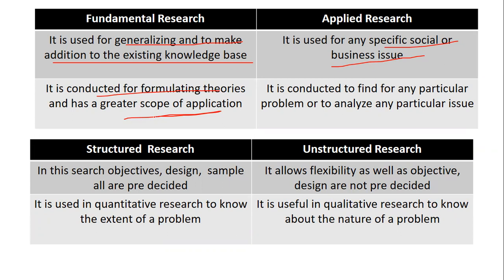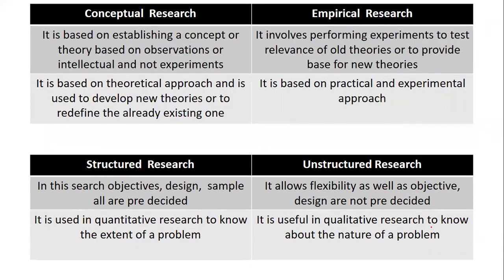Structured research and unstructured research. In structured research, the objective, design, and sample are all pre-decided, so it is all pre-planned. Unstructured research allows flexibility with respect to objectives, which are not pre-decided, meaning they are not pre-planned. Structured research is used in quantitative research to know the extent of the problem, whereas unstructured research is useful in qualitative research to know about the nature of the problem.